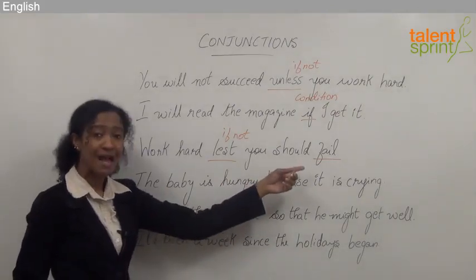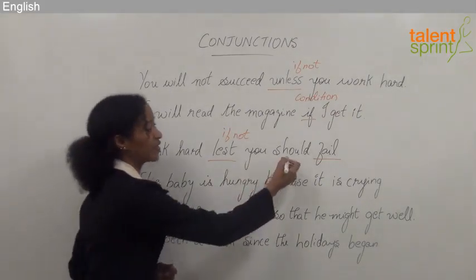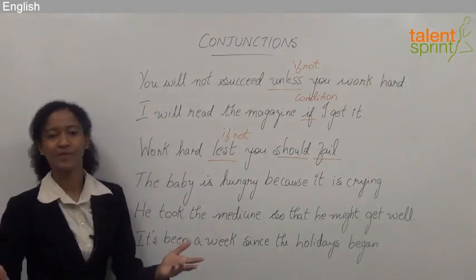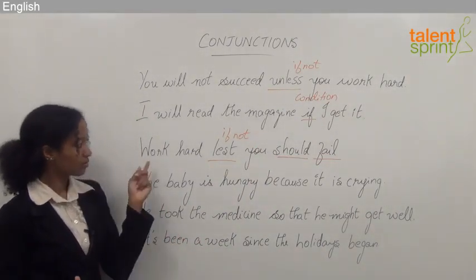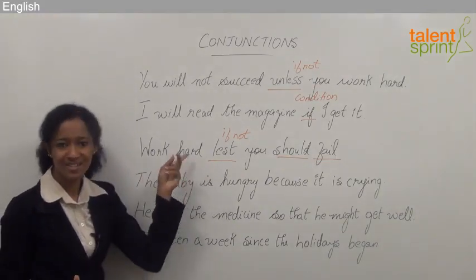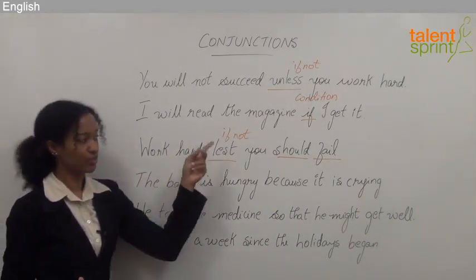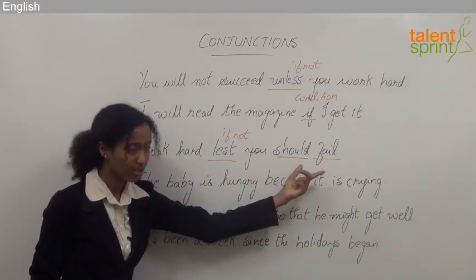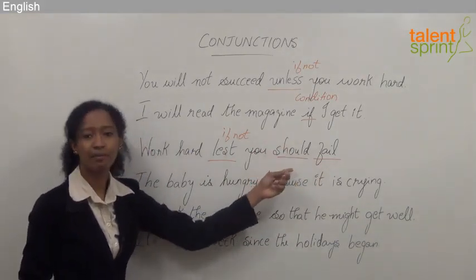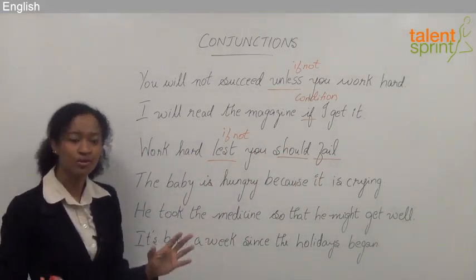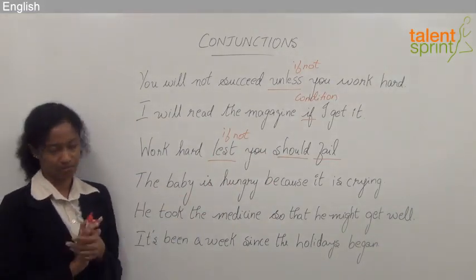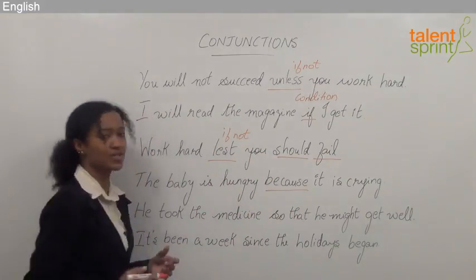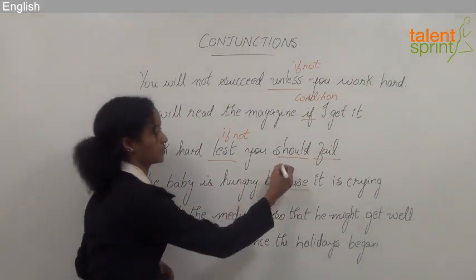Now this has to be preceded by the helping verb should. I know should is my helping verb, right? It's a modal auxiliary, right? So whenever lest comes in a sentence as a conjunction, the principal verb in the subordinate clause is always preceded by the helping verb should. This is like a rule. The next one, the baby is hungry because it is crying. I know because expresses cause or reason.